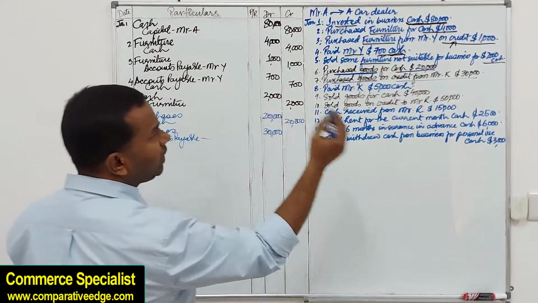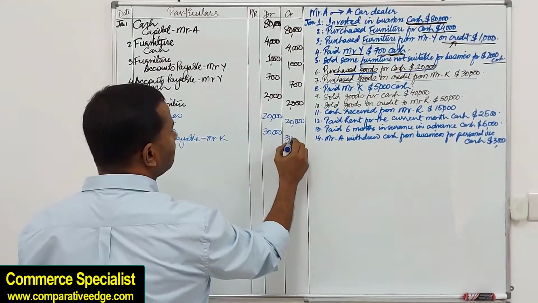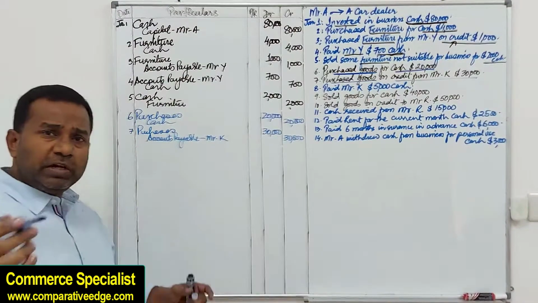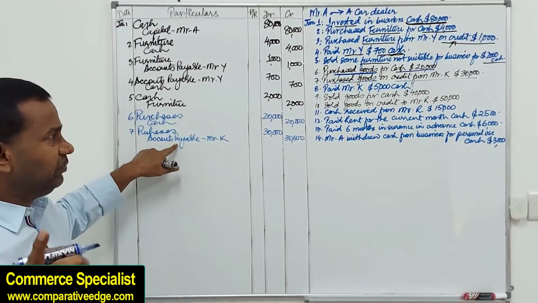Whom am I buying from? I'm buying from Mr. K. So accounts payable Mr. K, 30,000. So if I give you the reason, purchases debit, increase in cost, accounts payable credit, increase in liability.